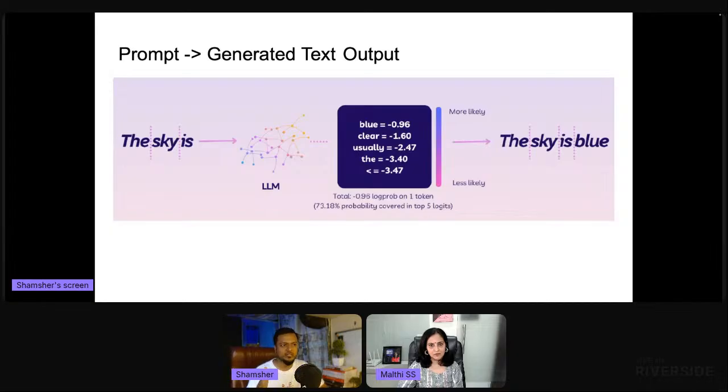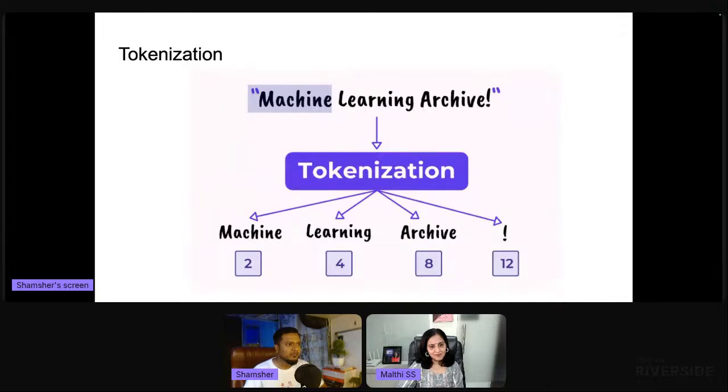So we'll take this analogy and move forward and try to understand how the LLM actually generates this text, which is called inferencing, right? So think about this. You enter three words, "machine learning archive," or "the sky is blue," right? So all of these single words will be translated into a token. So "machine" will be one token, "learning" will be one token, "archive" will be one token, and this exclamation sign is one token.